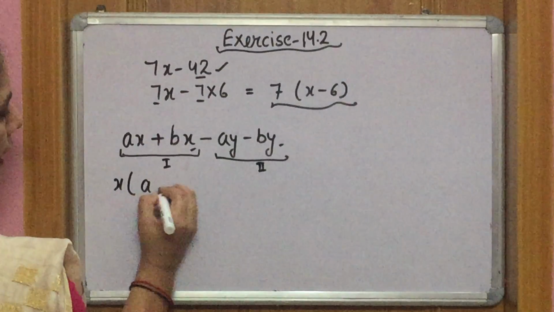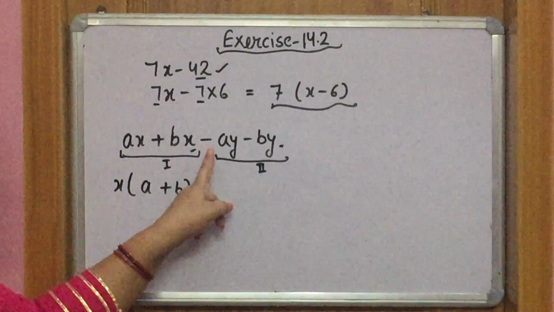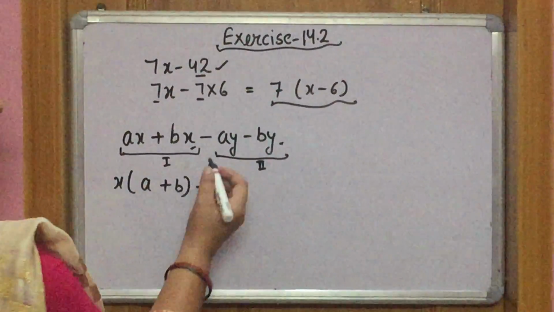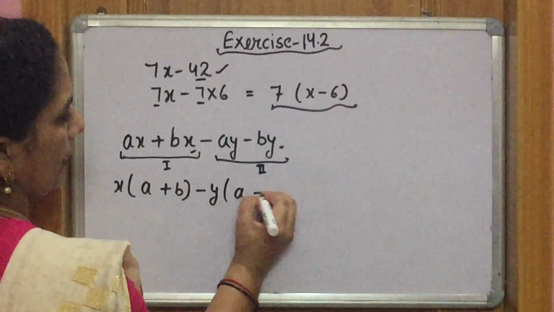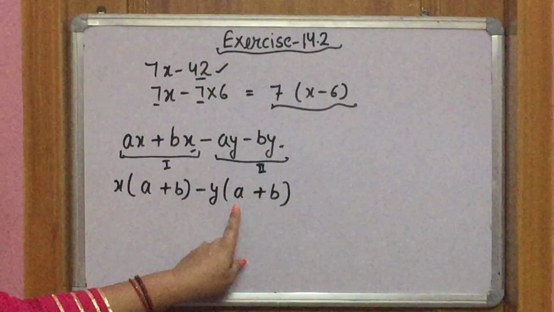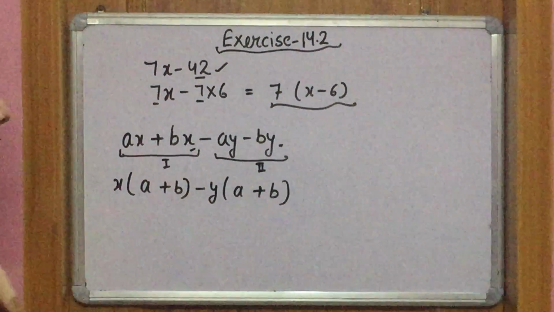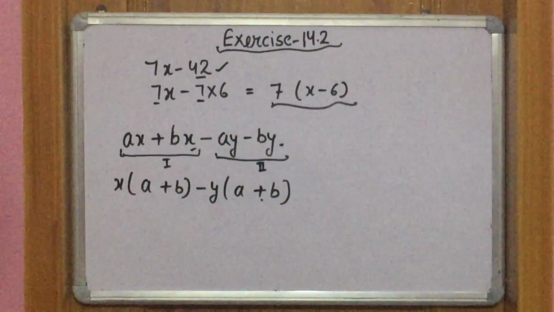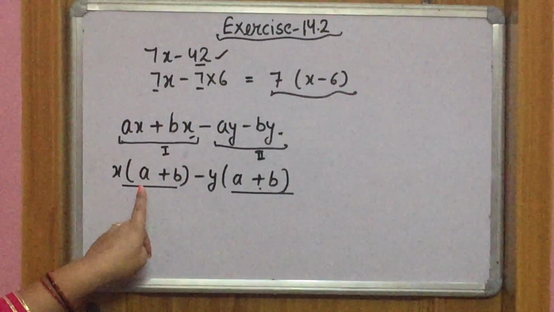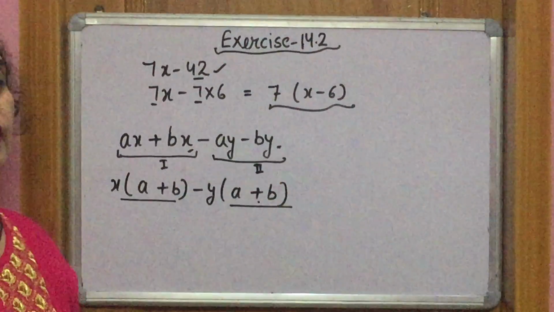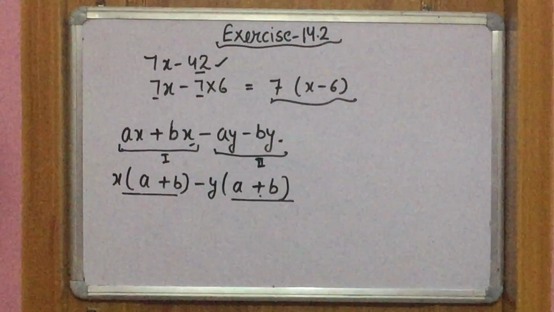x times, in bracket we have a plus b. In the second, the negative sign is with both of the terms, so we can take y with minus also as a common, and in bracket we have a plus b. Change the sign in the bracket. If we take the negative sign as a common, then we have to change the sign. Now this is our first term and this is our second term. As we can see here, a plus b and a plus b are the same in both terms. So we can take this term also as a common.